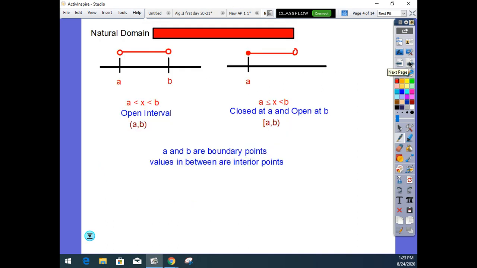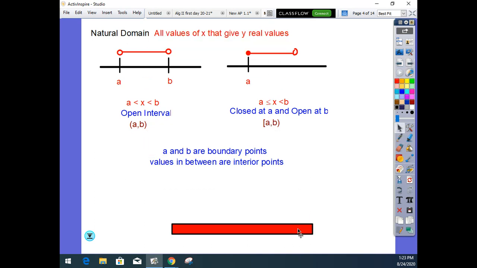Okay, domain we know are the x values. The natural domain are the values of x that give real y values. So you think about real y values, so that's not going to incorporate imaginary values and things like that. Okay, and this just gives us all sorts of different notation. You are used to this notation with greater than and less than.